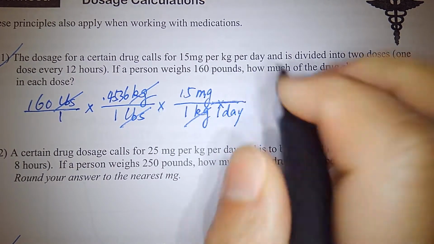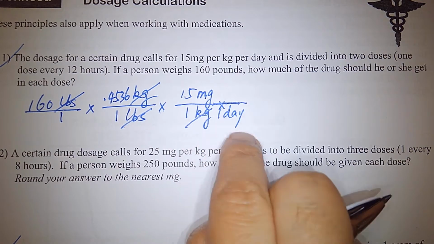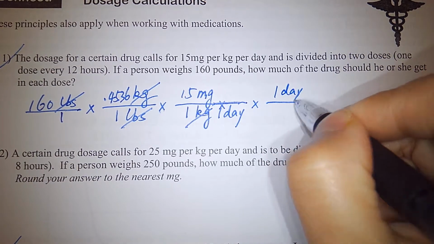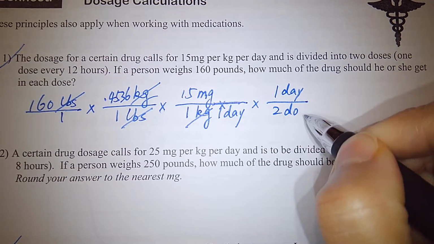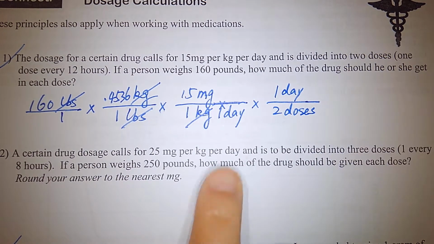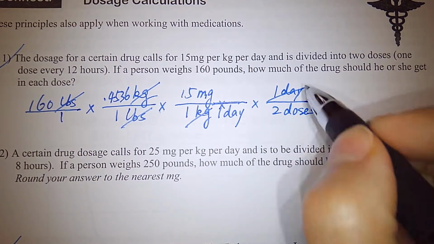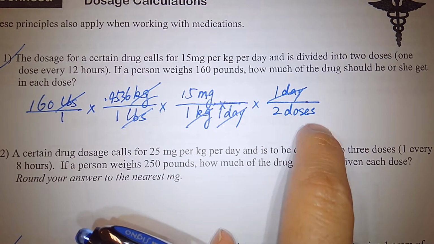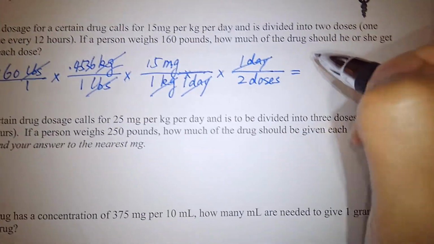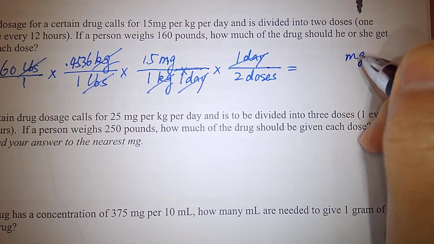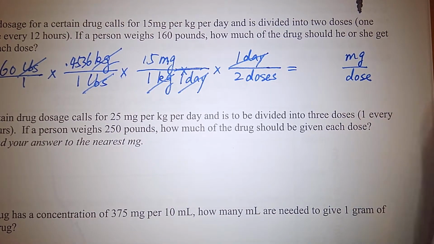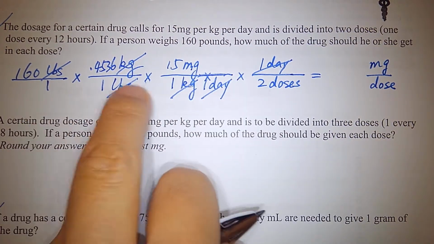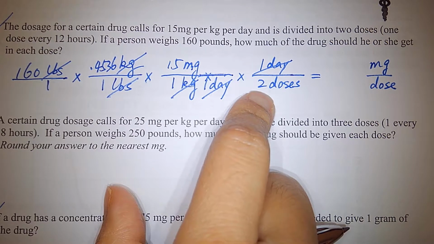So I have to put both, okay? 15 mg per kg per 1 day. And then we know that every day there are 2 doses, right? 2 doses. So now you see they cancel out. Now we have mg per dose. So eventually we'll have the medicine in milligram per what? Per dose. So multiply everything from the top and divide by 2. Okay, divide by 2.